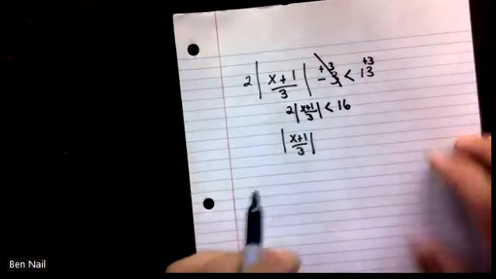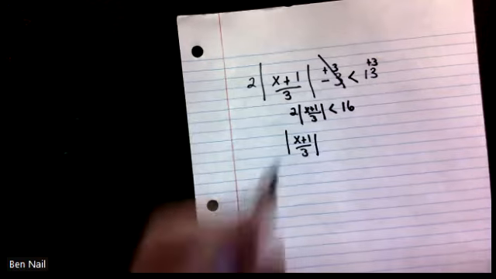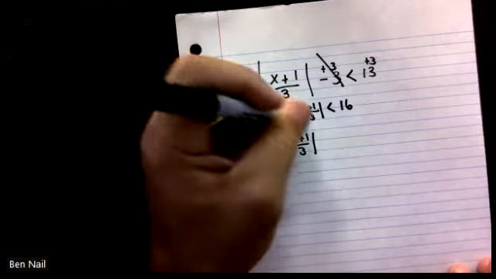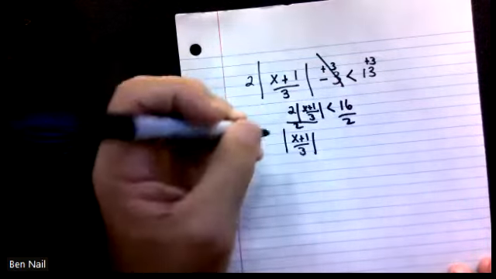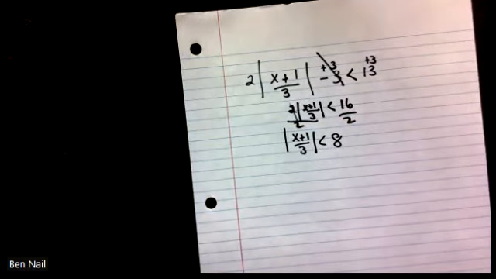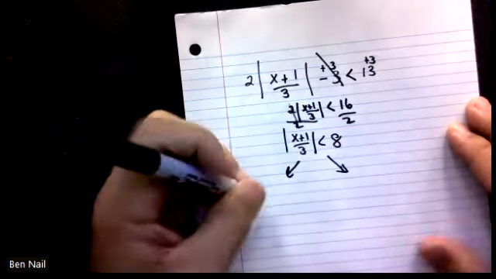So keep the 2 out in front. 13 plus 3 is 16. Okay, remember, you don't distribute in to get rid of the 2. We got to divide. So if we divide this by 2, the absolute value of x plus 1/3 is less than 8. From here, this is where we would split it up.